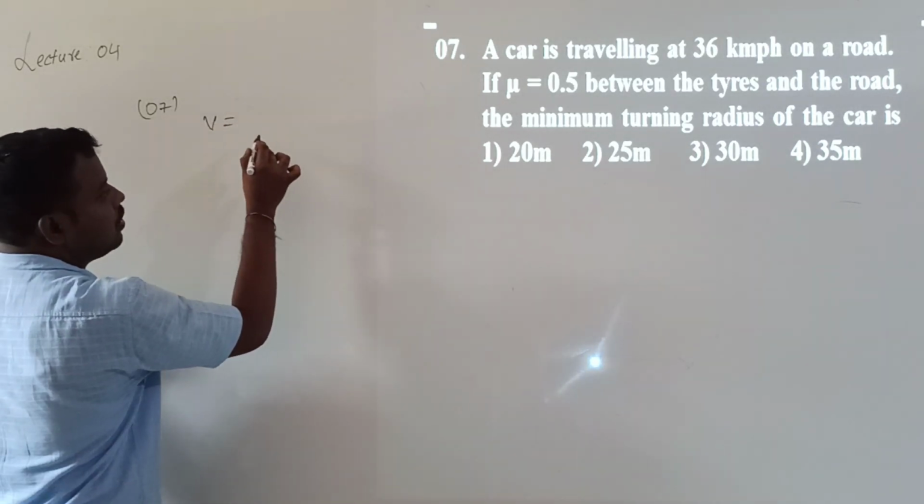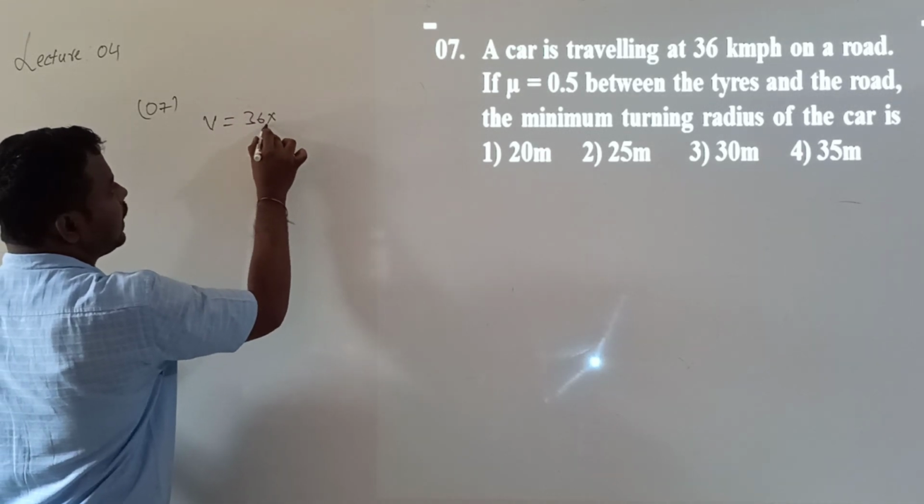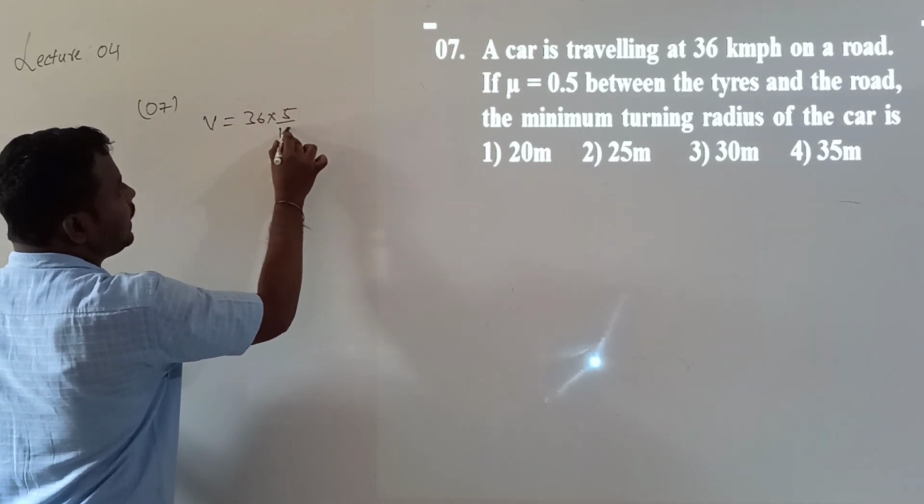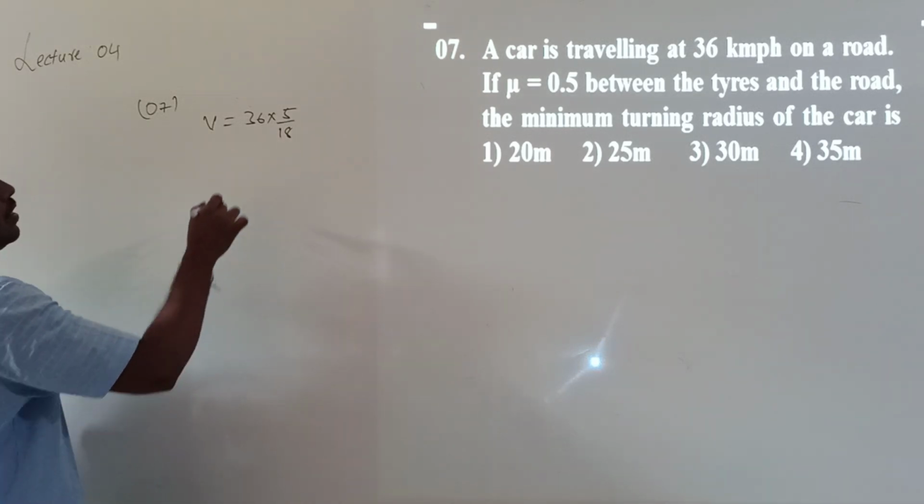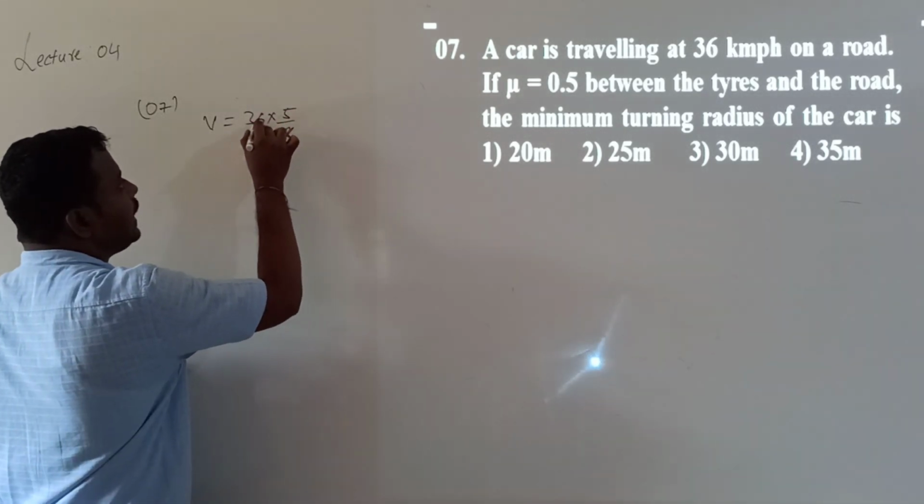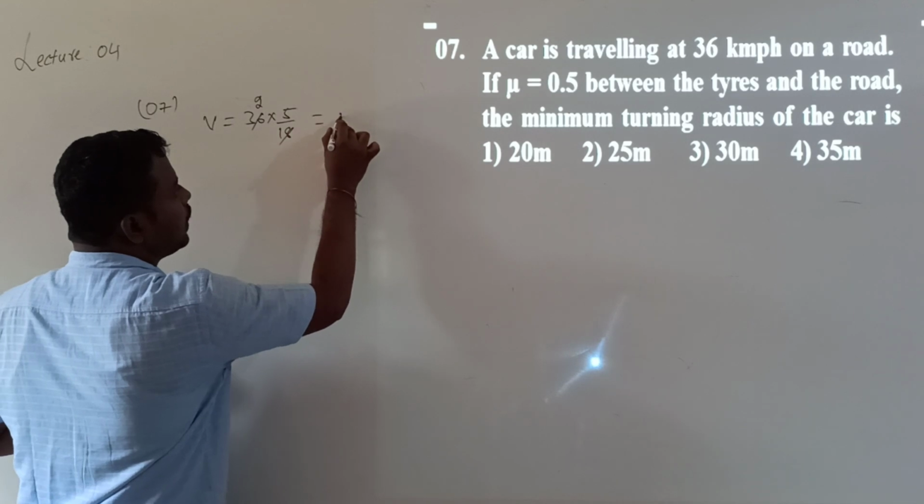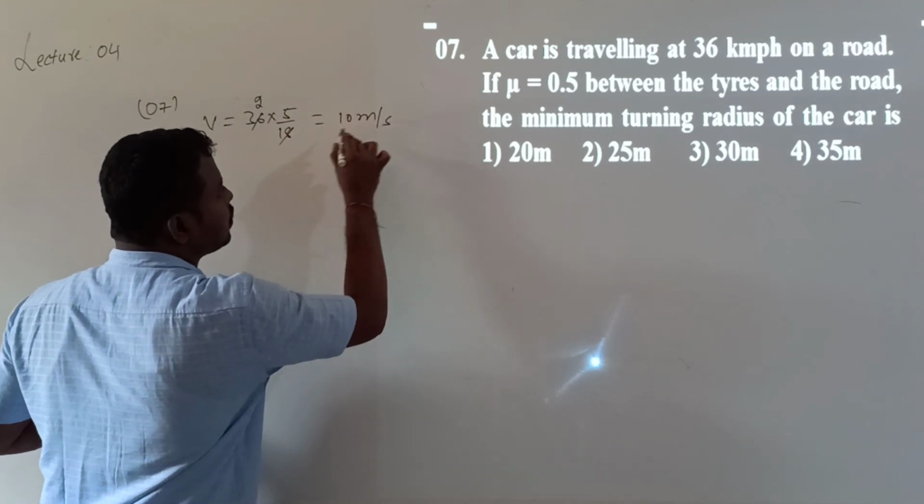So the V value is equal to 36 km per hour. Can I write 36 into 5 by 18? 1 km per hour is equal to 5 by 18 meters per second. 18 ones are 18, 18 twos are 36. So velocity is given by 10 meters per second.